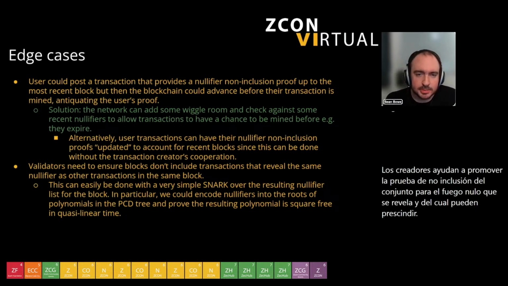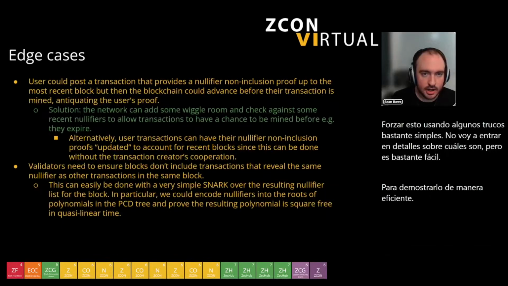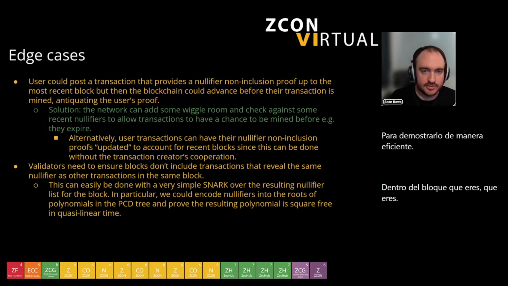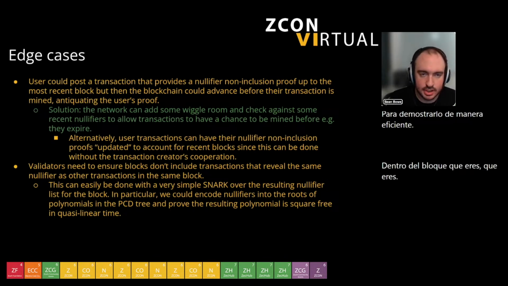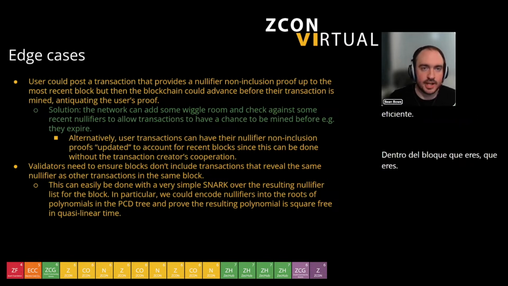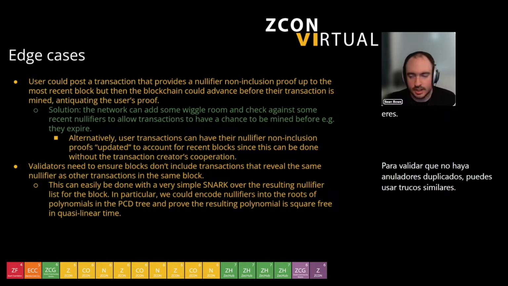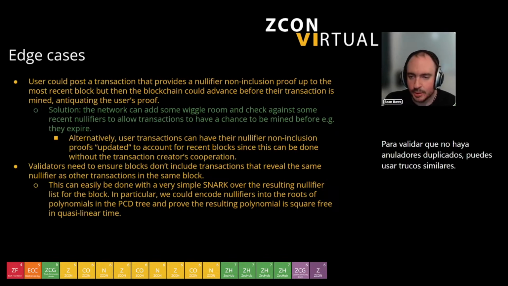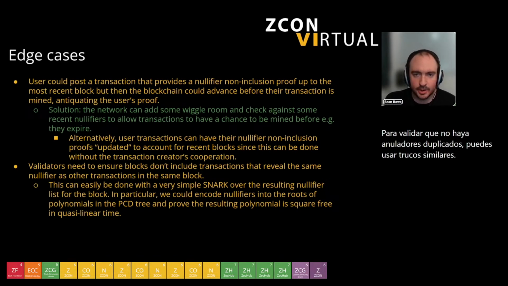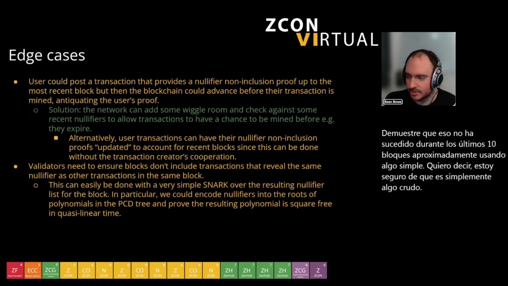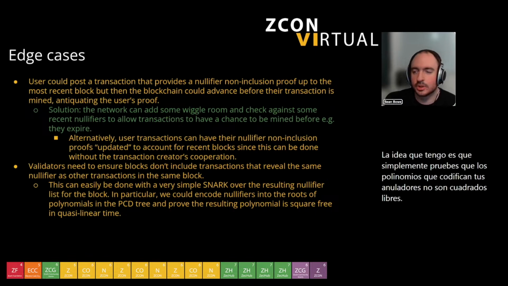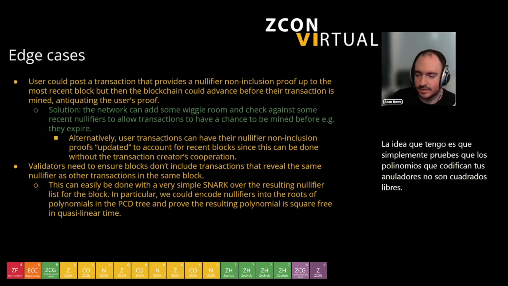It also might just be simpler to have the validators keep track that there are no duplicate nullifiers, and then you can use similar tricks to show that that hasn't happened for the last 10 blocks or so. I'm sure it's just a crude idea I have, where you just prove that polynomials that encode your nullifiers are square free. Very simple stuff. I'm sure there's something even better than that, but anyway.